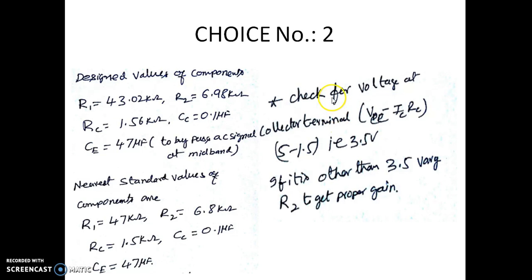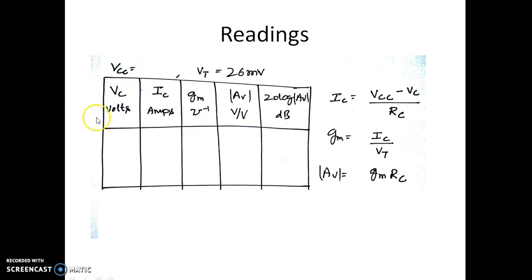And once we are through with the connections, we have to check for the DC condition. If it is 3.5 at the collector point, it is fine. Otherwise, we have to change the value of R2 so that we get a proper gain. Again, similar readings as we explained in the previous case.